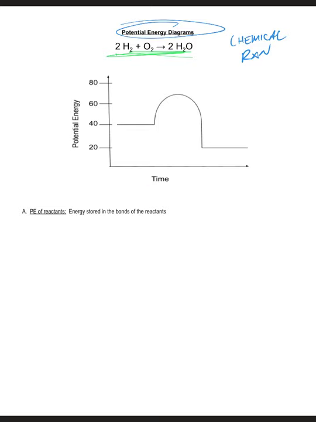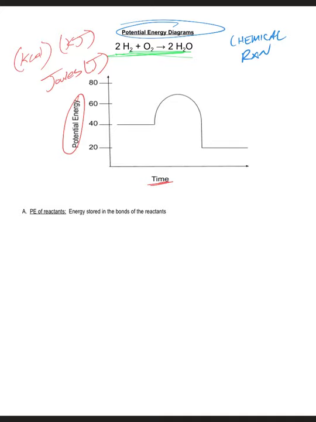First, let's make sure we know that the x-axis is time, so as time goes by, and here is going to be potential energy, and usually that energy is going to be in joules, which is abbreviated by a J. Sometimes you'll see kilojoules, which is kJ, or sometimes you'll see kilocalories. You guys have heard calories before with food items, and sometimes you'll see that unit as well. But all of those are units of energy, and that will be on the y-axis.